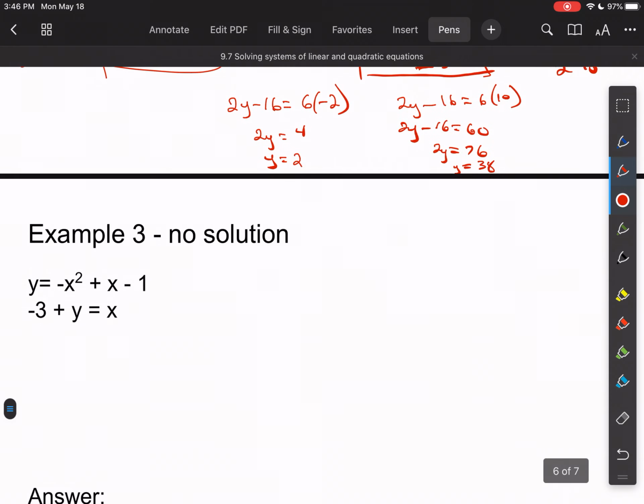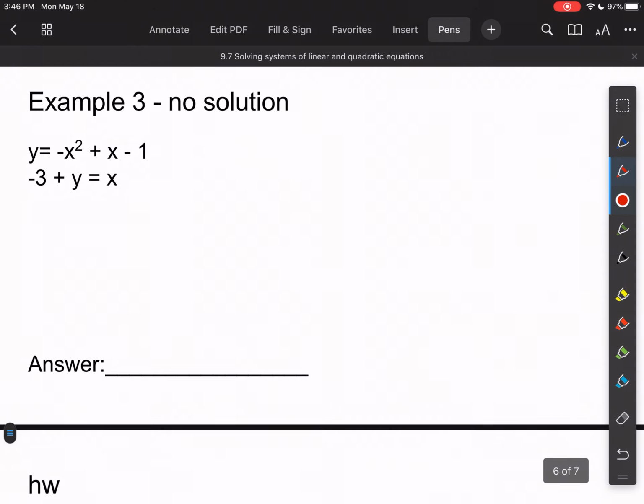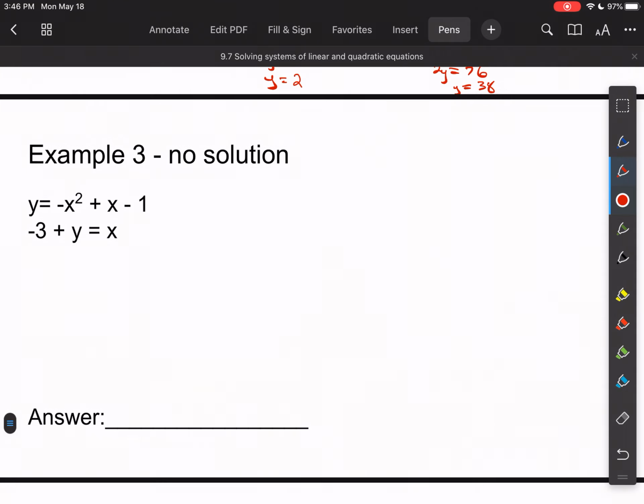That's example 2. Example 3, remember that there might be one that has no solution. This is one of those where each graph is perfectly legitimate, but they never touch each other. So this is an example of what that would look like if you were to solve it algebraically. We're going to follow our same steps. This is solved for y, let's solve the other one. So y would be equal to, let's add 3 to both sides, x plus 3.